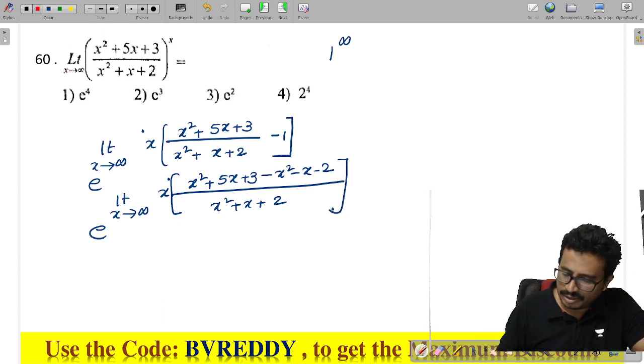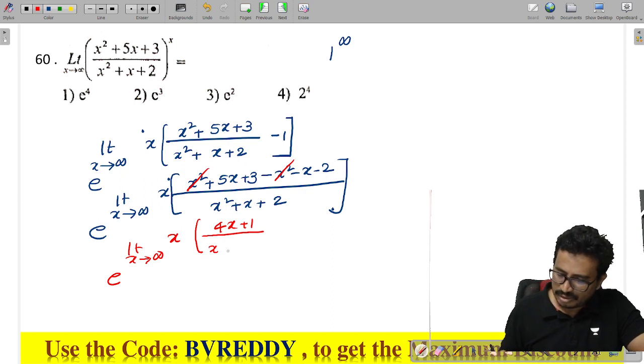Now tell me now here, x square will get cancelled, so this is e power limit x tends to infinity, x into what I will get, you see here, which is 4x plus 1 by, I can take out x square. If I take x square as common, tell me what I will get now here. This is 1 plus 1 by x plus 2 by x square.